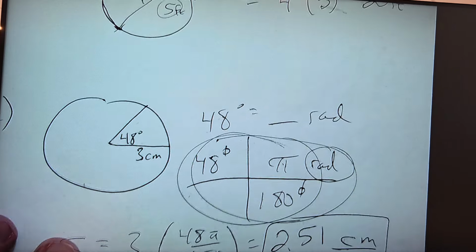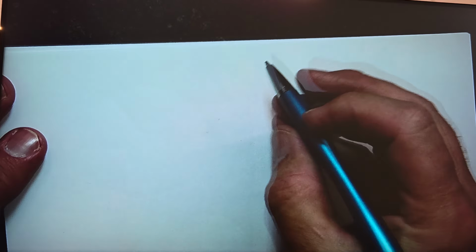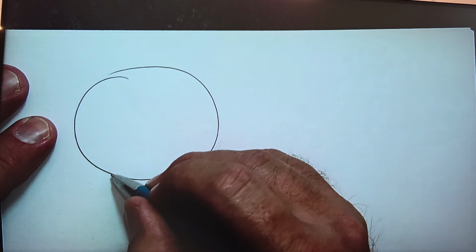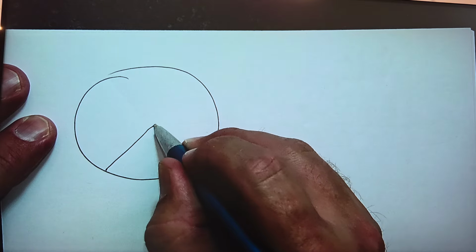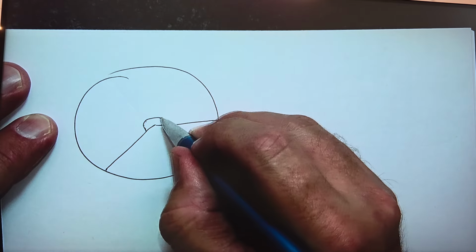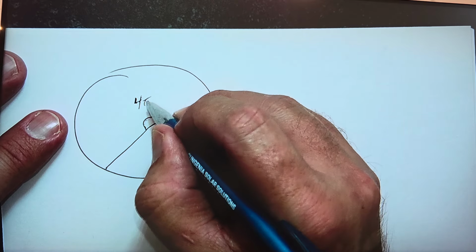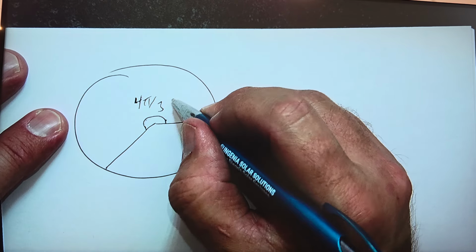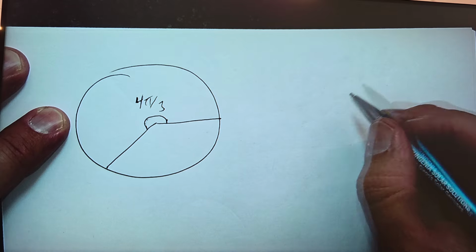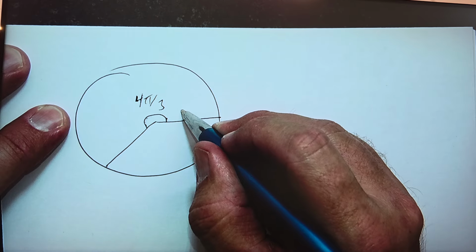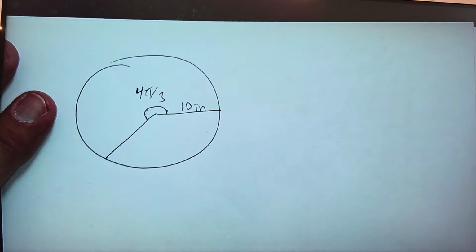Now, last little thing before I can give you something to work on. The next thing we can do is with little slices of this pizza. So let's say I have this. Let's say I have, what do you got, Jeff? 4 pi over 3 is the angle. And the radius is, you could do it, buddy, 10 inches. There we go.